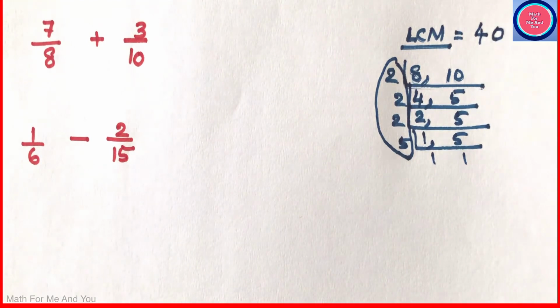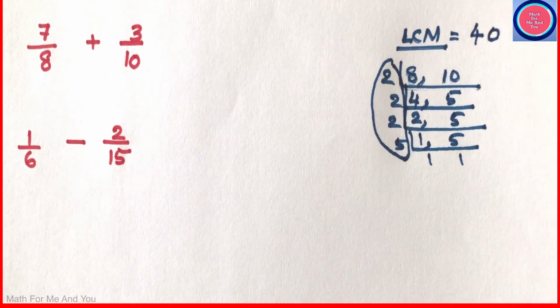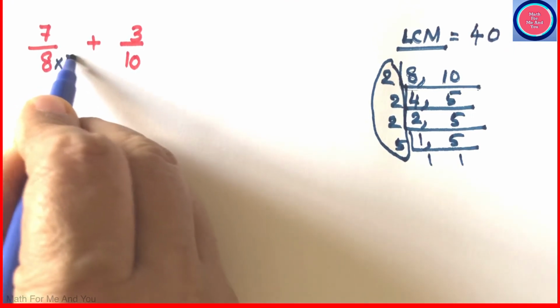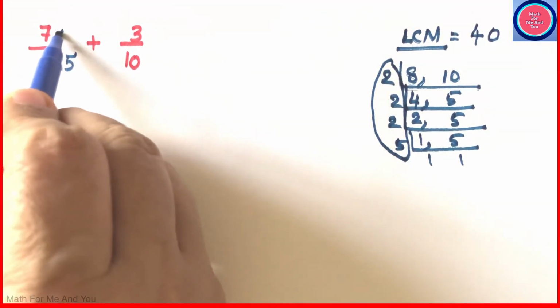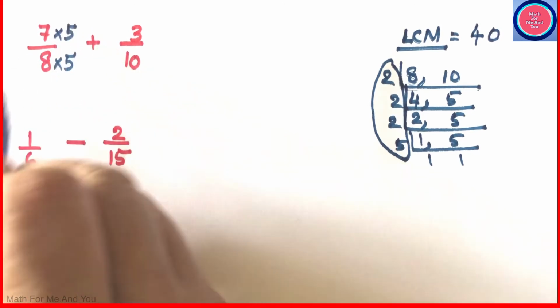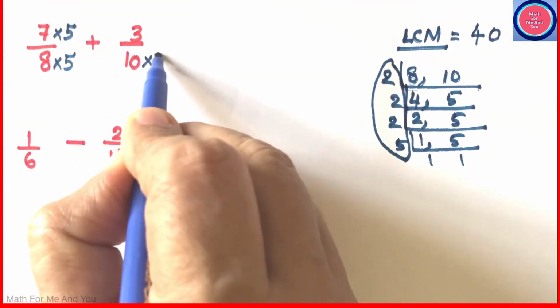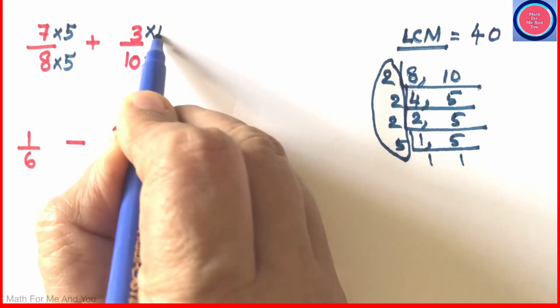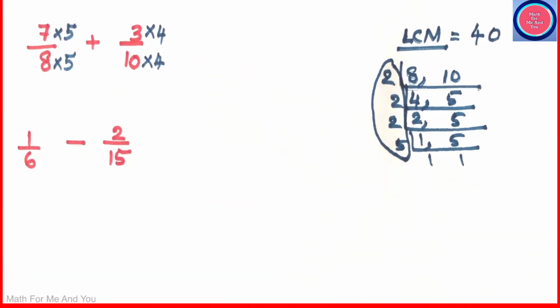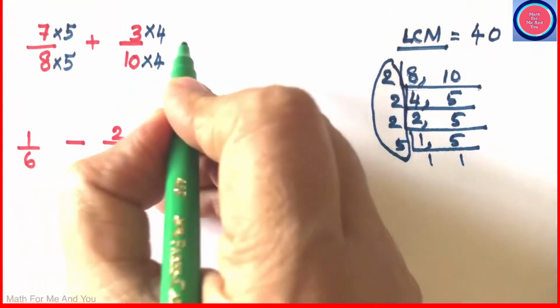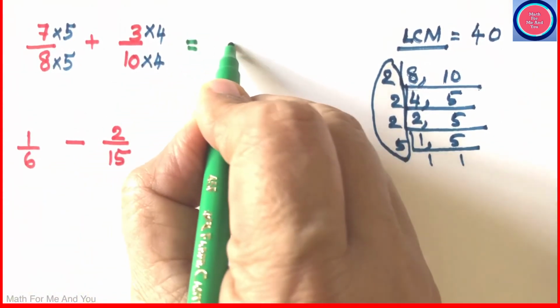8 times 5, 40. Every denominator we change to 40. 8 we can change to 40. How? 8 times 5 and the same number multiply in the numerator. 7 times 5. Second fraction, it changes. How? We multiply with the 4. So that 10 times 4 becomes 40. Also 3 multiply with same number 4. See, the denominators are now same and they are like fractions.